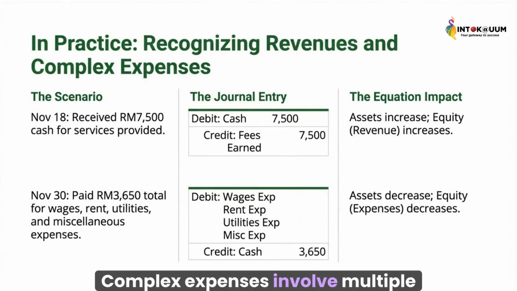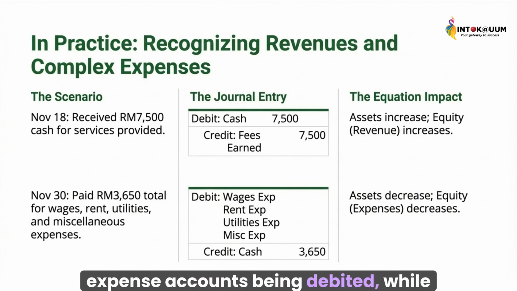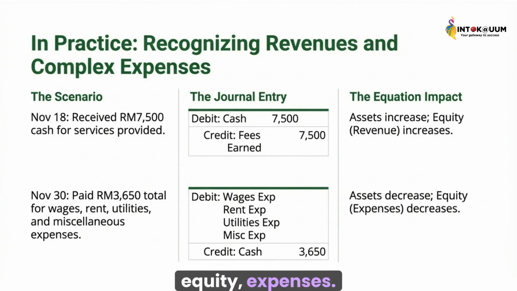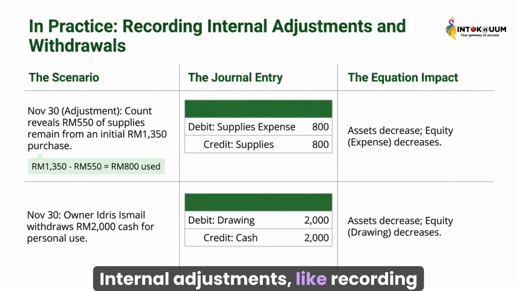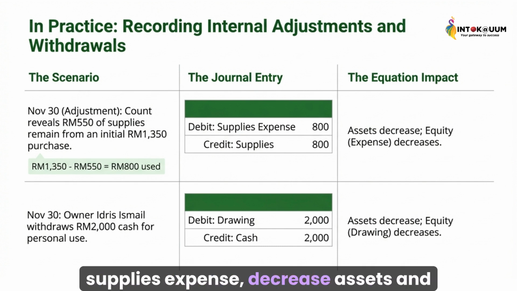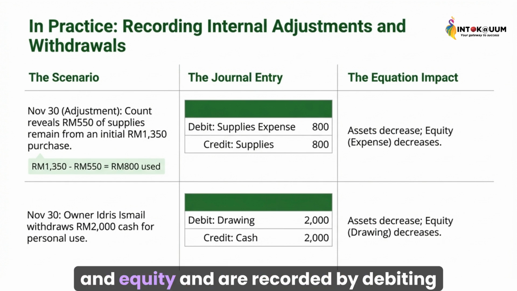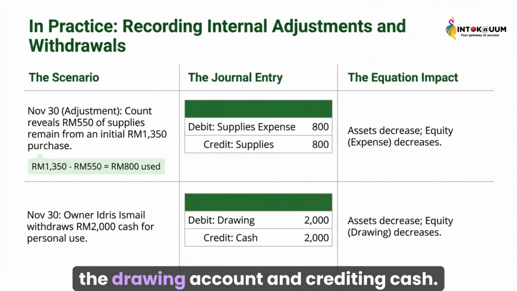Complex expenses involve multiple expense accounts being debited, while cash is credited, decreasing assets and equity, expenses. Internal adjustments, like recording supplies expense, decrease assets and equity. Owner withdrawals also decrease assets and equity, and are recorded by debiting the drawing account and crediting cash.